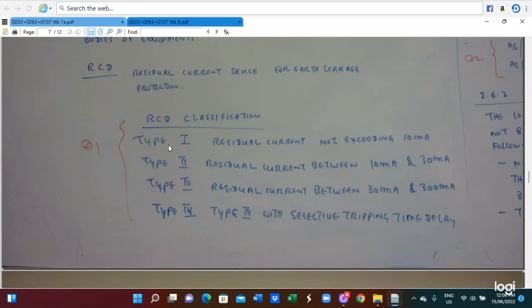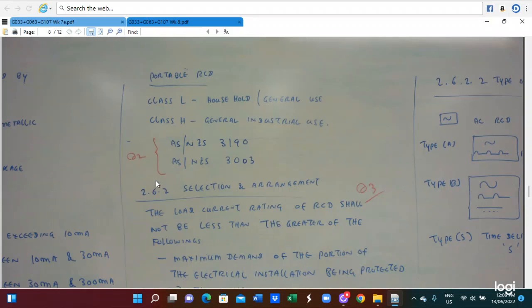So the RCD classification: Type 1 is a residual current exceeding 10 milliampere. Type 2 is a residual current between 10 milliampere and 30 milliampere. Type 3 is a residual current between 30 milliampere and 300 milliampere. Type 4 is Type 3 with selected tripping currents or time delay. So those are the RCD classification.